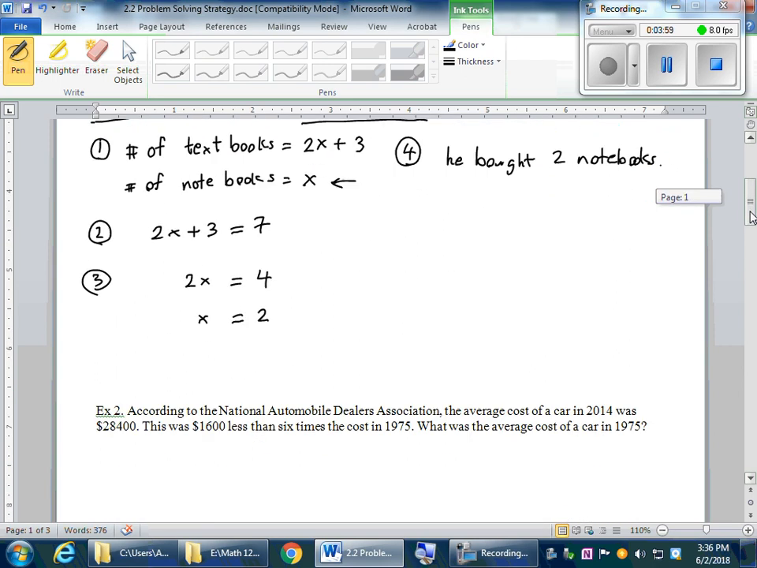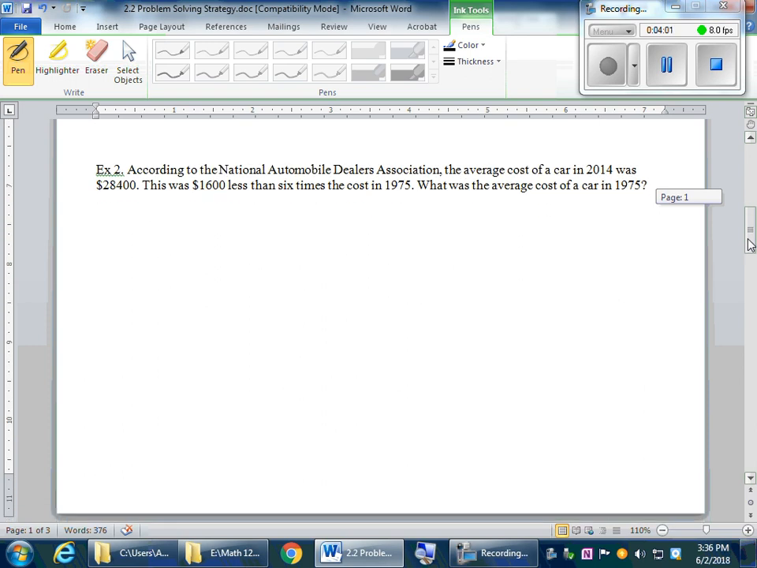Example 2. According to the National Automobile Dealers Association, the average cost of a car in 2014 was $28,400. This was $1,600 less than 6 times the cost in 1975. What was the average cost of a car in 1975?